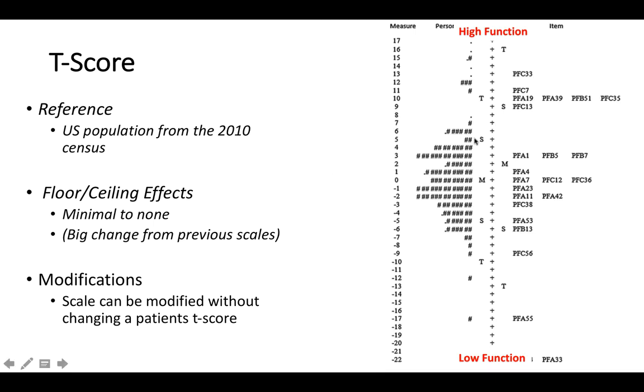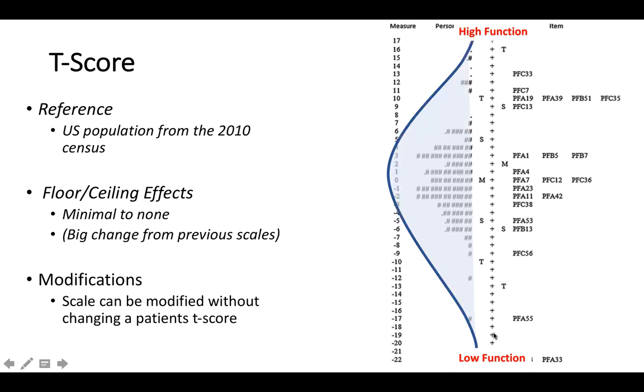This graphic over here to the right shows items of physical ability hierarchically organized from low to high function. So we can see that PFA 55 is a low function item and PFC 33 is a high function item. And at the 0 point here, we can see this item here, PFA 7, and these other items are near the average of the U.S. population. Okay, and then these other items are more difficult and these are more easy.